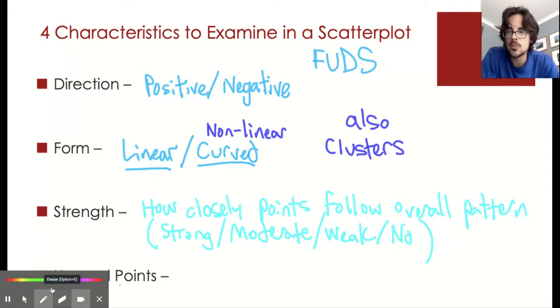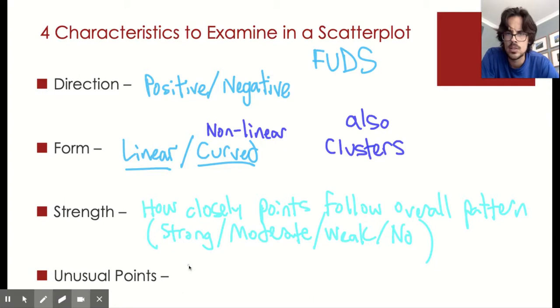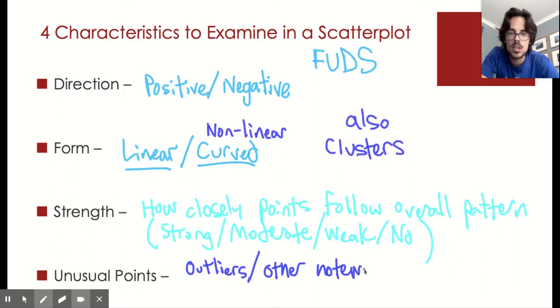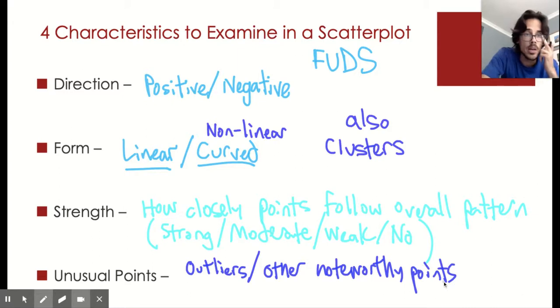And then finally, the fourth thing we'll talk about is what are considered unusual points. Unusual points can mean outliers, but they don't have to. We're going to do a lesson later on in this chapter where we learn specific terminology for outliers and other things called high leverage points. So unusual points are just weird points, and we're staying away from the word outlier for now. So outliers and other noteworthy points. And like I said, we'll do a lesson on outliers and stuff like that at the end of this chapter.